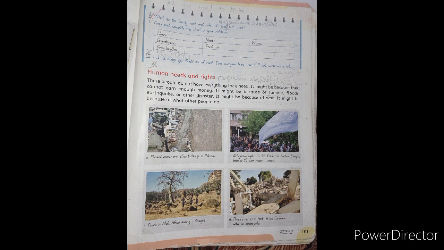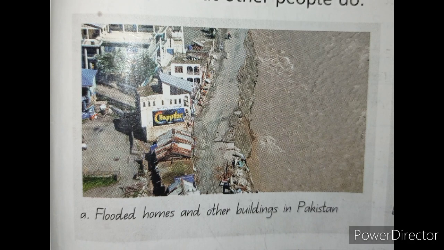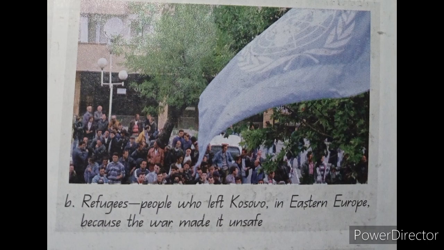There are four pictures on page number 101 showing different conditions. Picture A shows flooded homes and other buildings in Pakistan. Picture B shows refugees who left Kosovo because the Kosovo war in 1998 to 1999 made it unsafe.